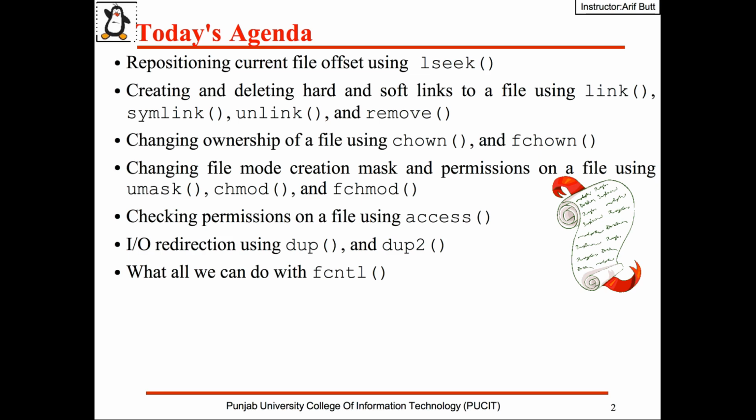Today we are going to see how we can reposition the current file offset of an open file using lseek. We'll learn to create and delete hard and soft links. We'll learn to change the ownership of a file using chown and fchown. We'll change the file mode creation mask and permissions of a file. We will see how to access the permissions on a file other than the open call. I will talk about IO redirection, and then finally I will conclude with a discussion on the usage of fcntl.